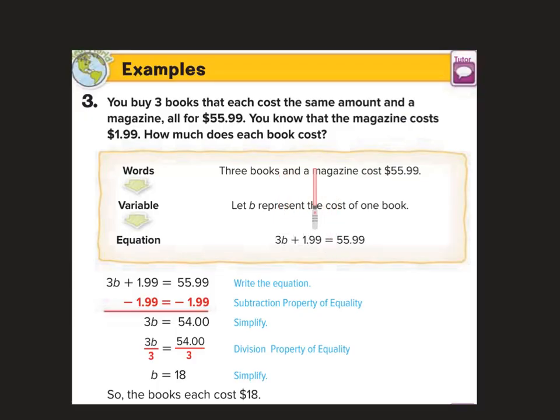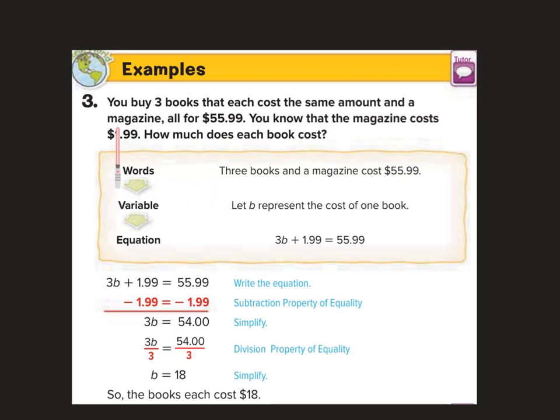I'm going to start things out by sharing a few examples, just as a review of what we talked about yesterday as to the process for writing an equation. First of all, coming up with our thought in words, following up with identifying a variable, and then finally writing the equation.